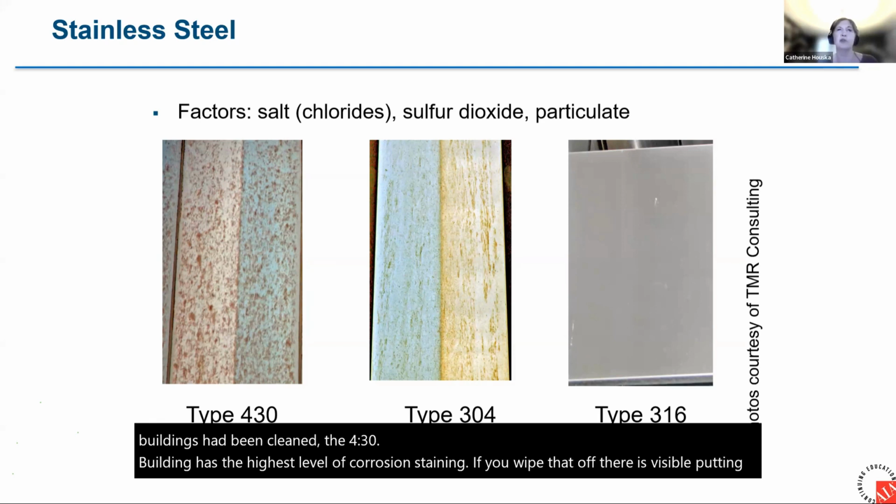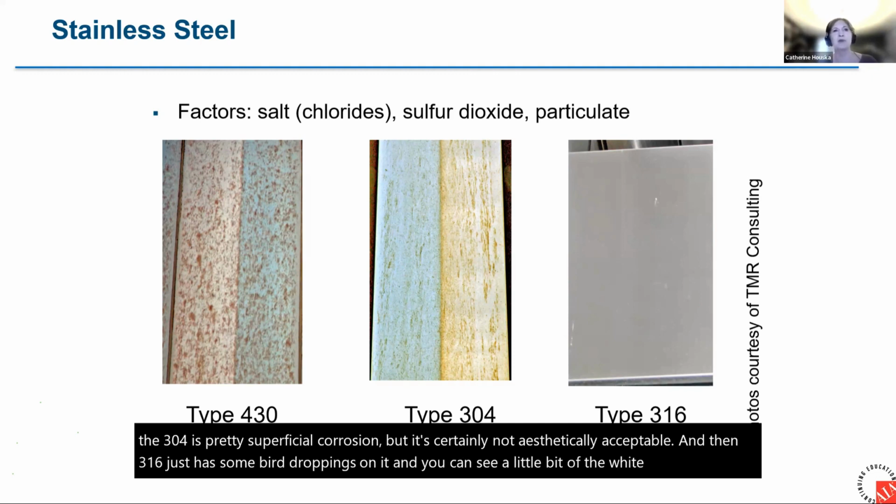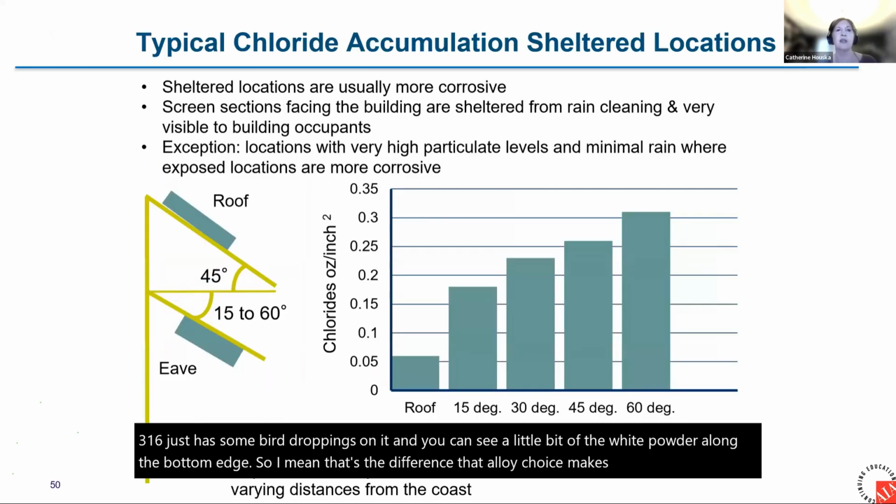The 304 is pretty superficial corrosion, but it's certainly not aesthetically acceptable. And then 316 just has some bird droppings. And you can see a little bit of the white powder along the bottom edge. So, I mean, that's the difference that alloy choice makes.